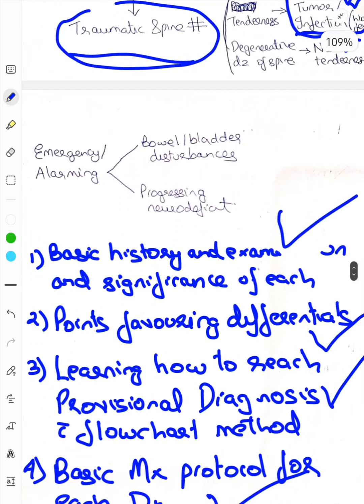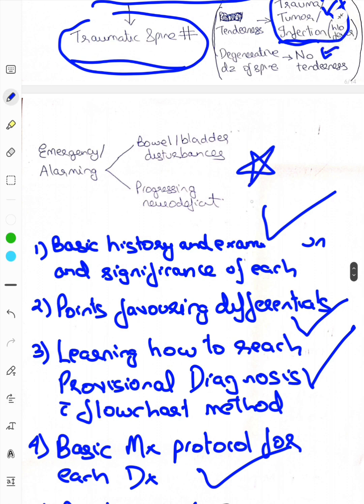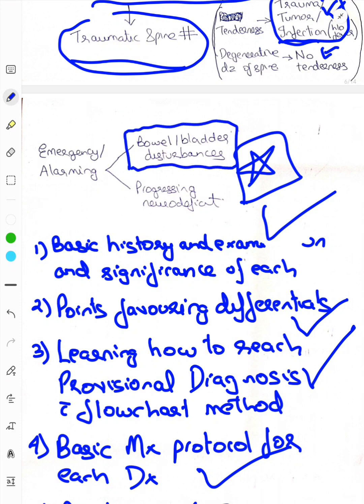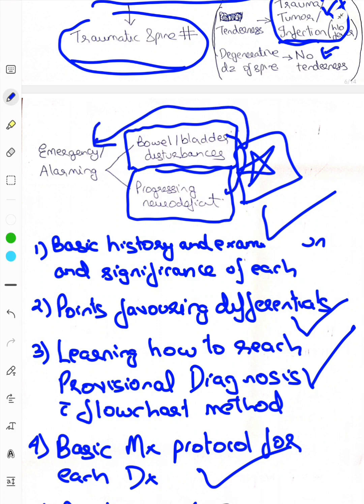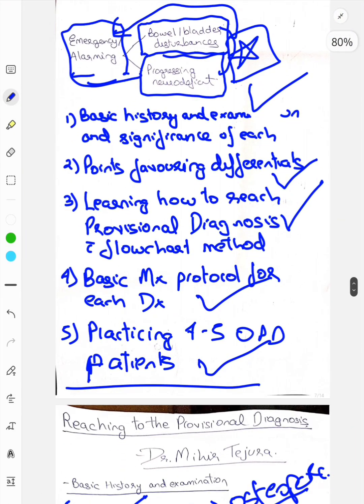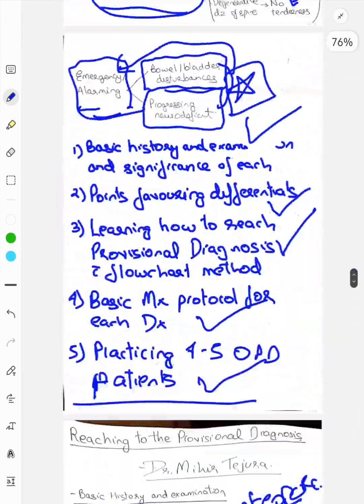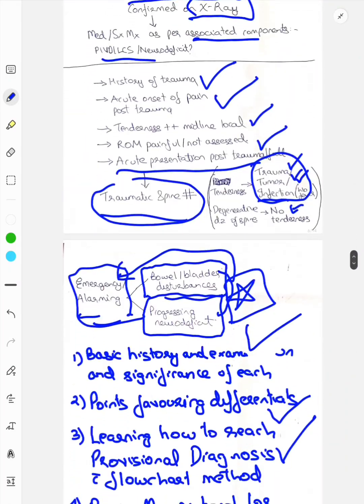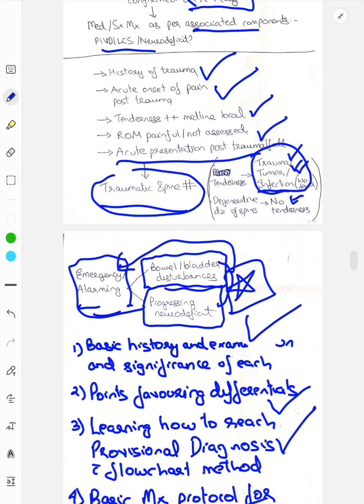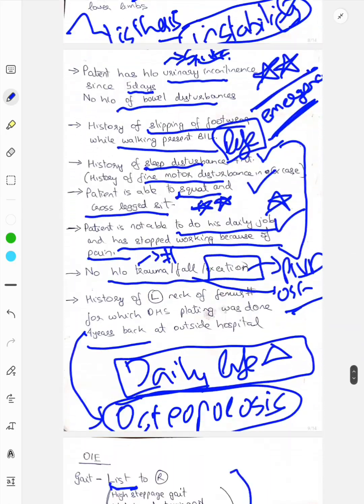Now, what is the emergency alarming sign medico-legally? If you do not want to commit negligence, the most important question is asking the history of bowel bladder disturbances and progressing neurodeficit. Whenever these two factors are there, it is a picture of emergency or alarming, which might require surgical intervention. You should not miss asking these questions, right? Now, we are done with the basic history taking. We have understood the differentials, 4 to 5 important factors which clinch the diagnosis, a bang-on provisional diagnosis of what the case is. So all these we have done.